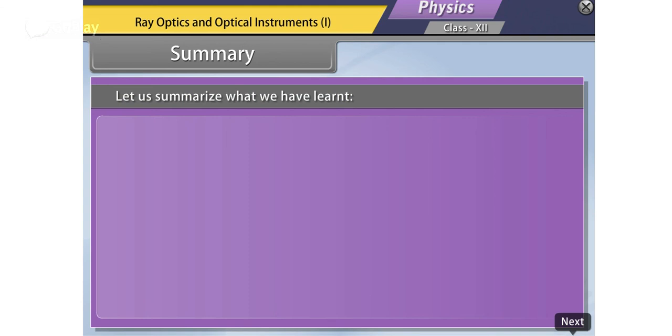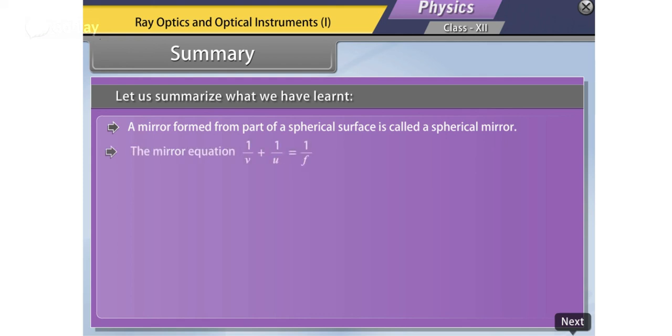Summary. Let us summarize what we have learned. A mirror formed from part of a spherical surface is called a spherical mirror. The mirror equation: 1 by v plus 1 by u is equal to 1 by f.